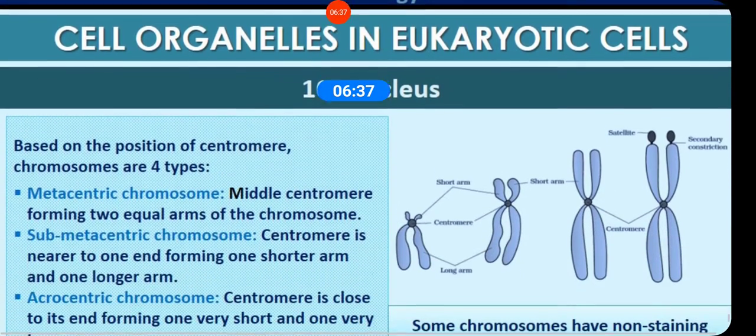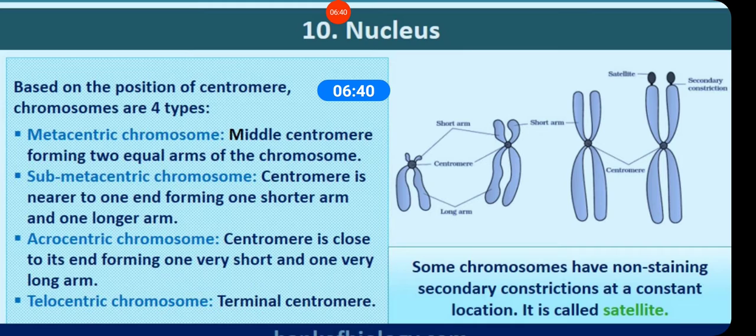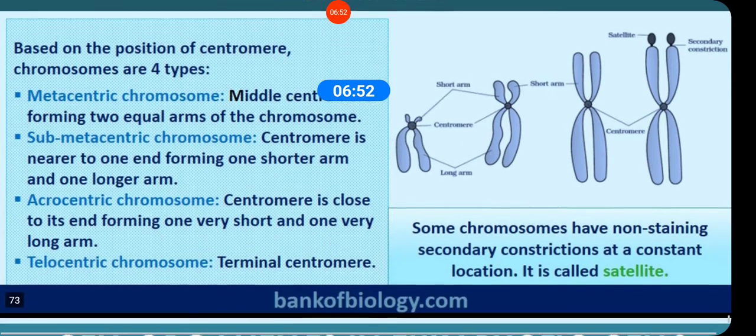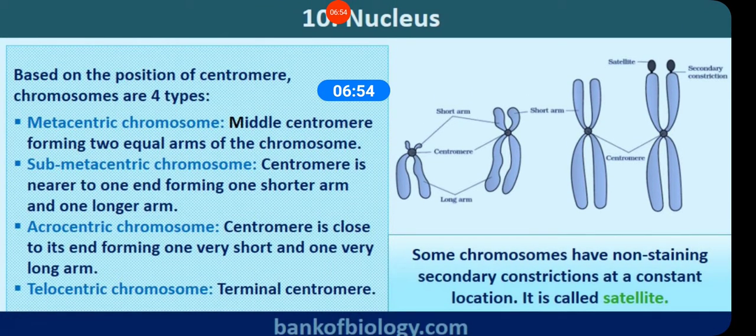Now, next is, based on the position of the centromere, chromosomes are classified into 4 categories: metacentric, submetacentric, acrocentric and telocentric. You can see the diagram very nicely. First is the metacentric. It has a chromosome with equal arms of chromatid and the centromere lies in the center. Then coming to submetacentric. The centromere is nearer to one end of the chromatid. It has one shorter arm and one longer arm because the centromere is not in the center.